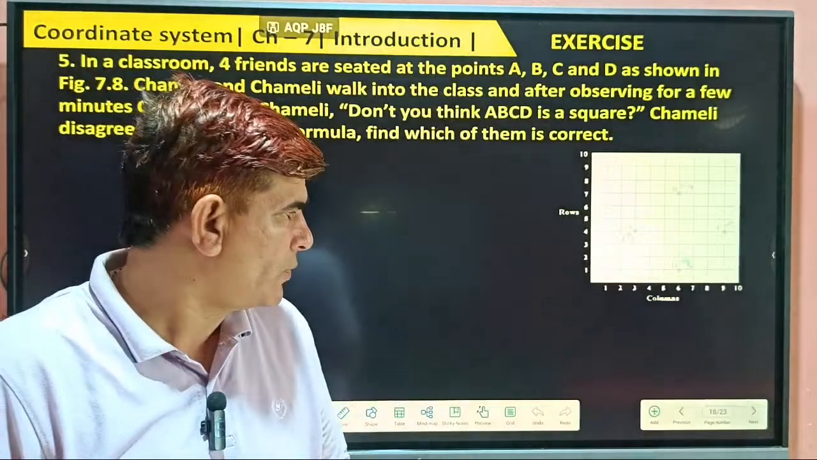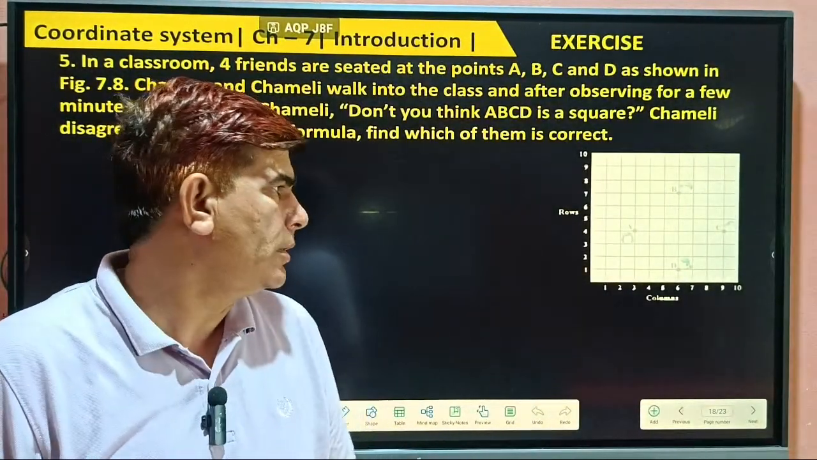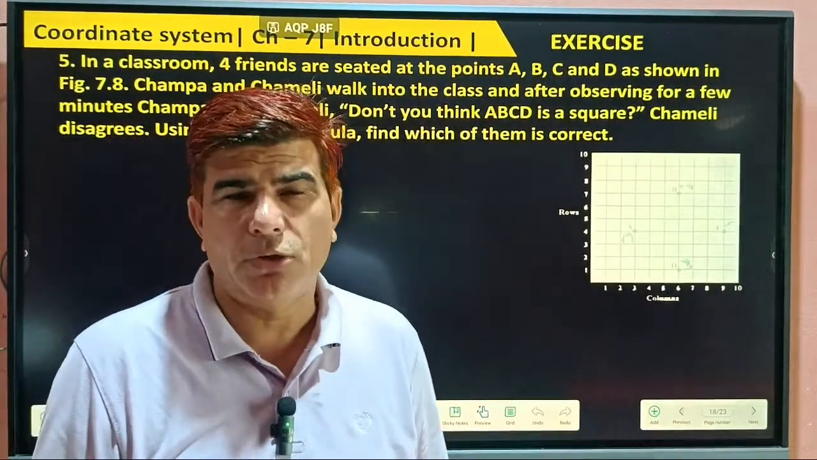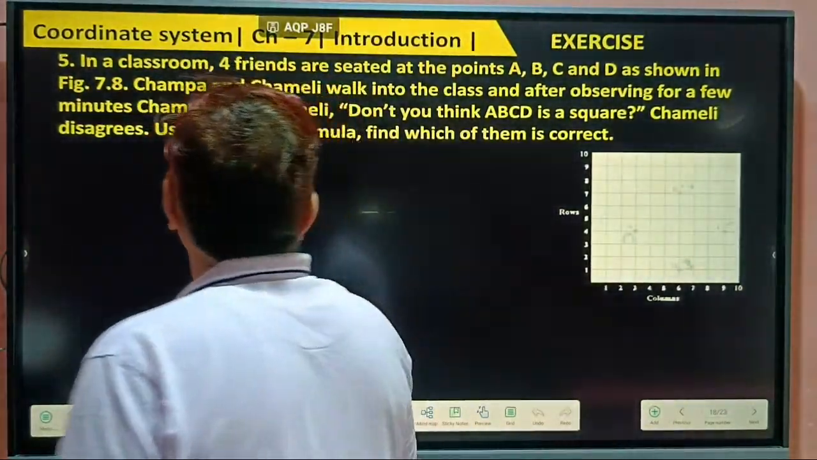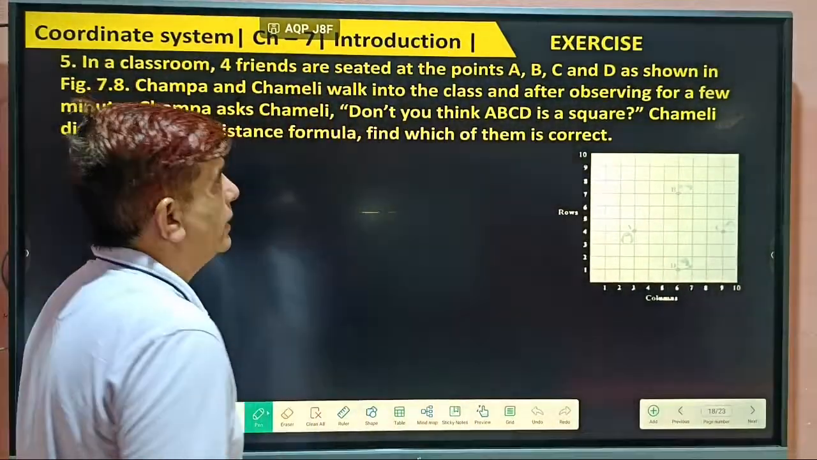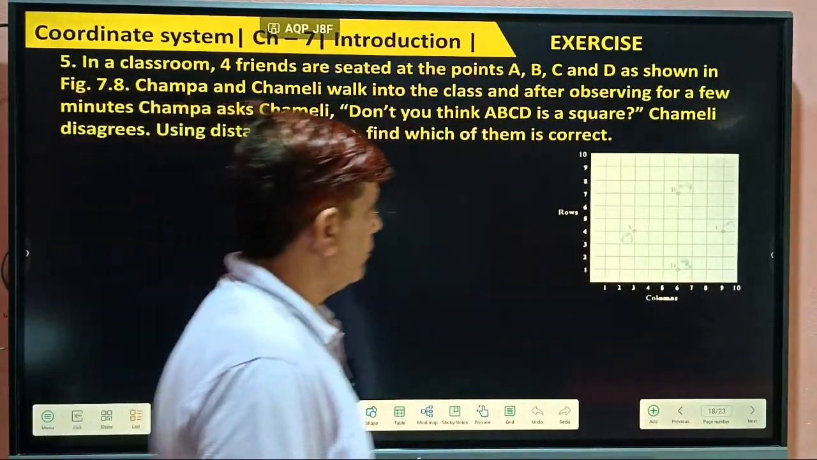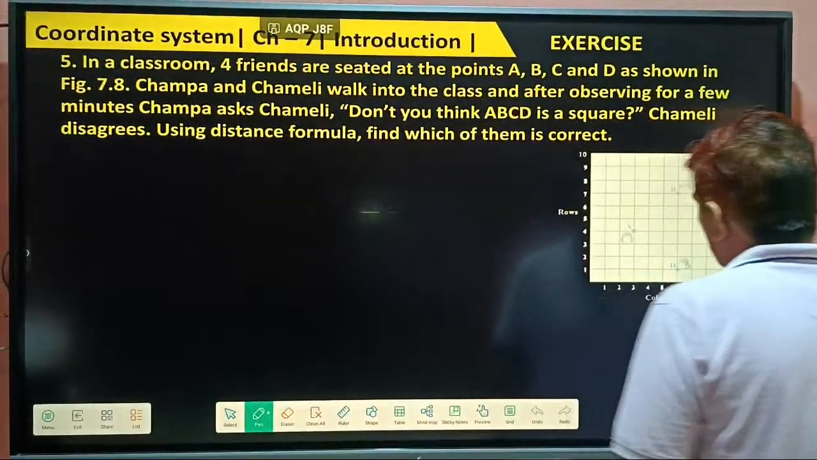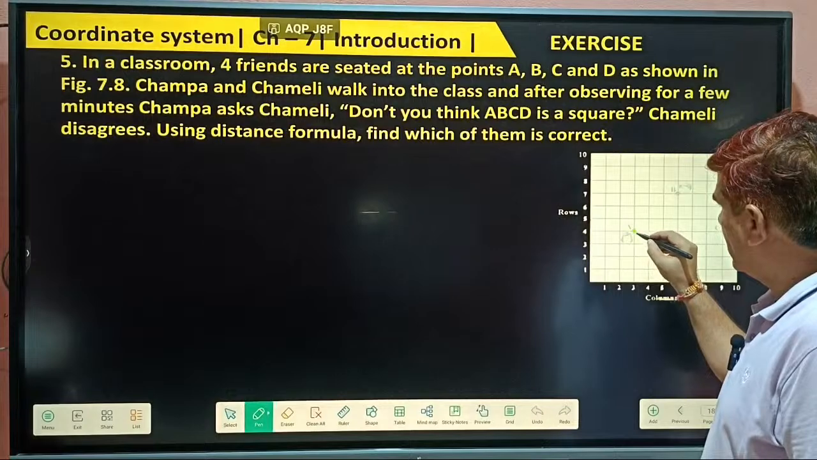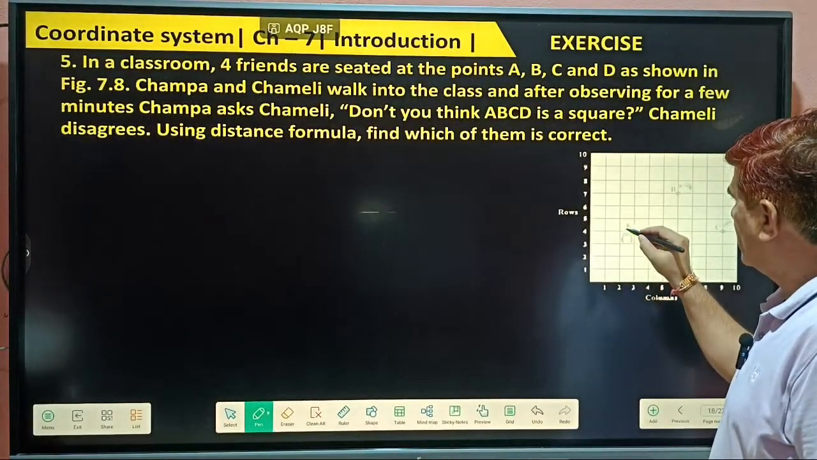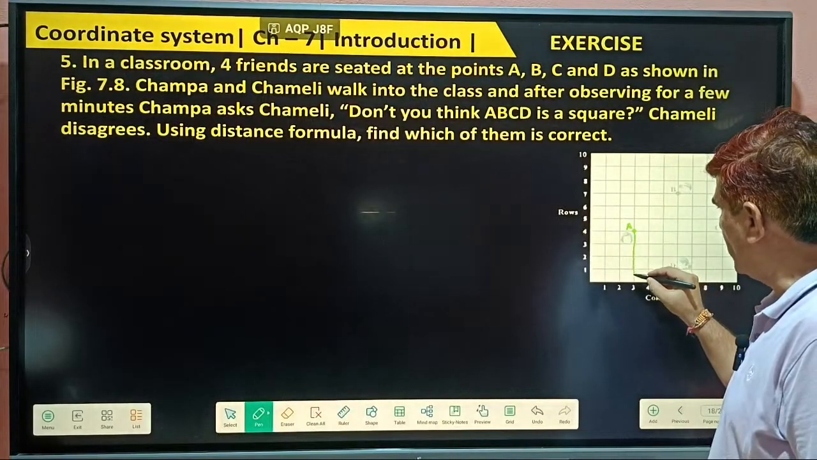Now we can start from question number 5, which is given in your exercise, related to the example given in your book. In a classroom, 4 friends are seated at the points A, B, C, D. In the figure given, one friend is sitting at this point. What's the name of this point? A. So first we can find out its coordinates.